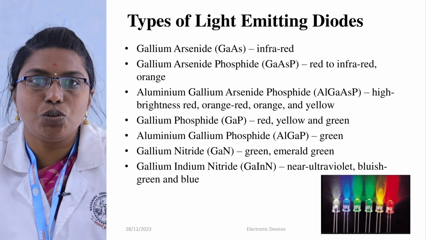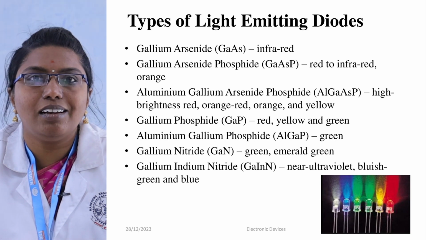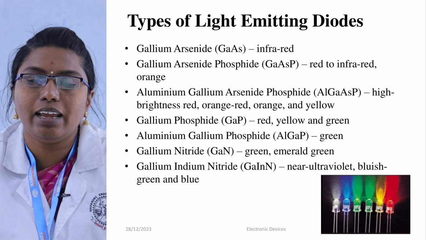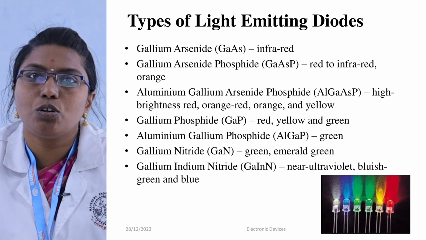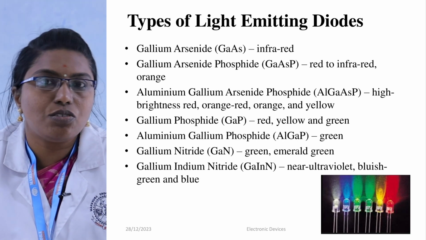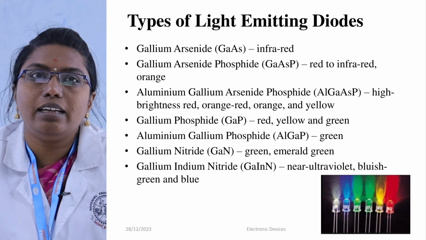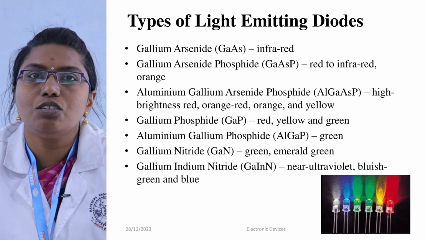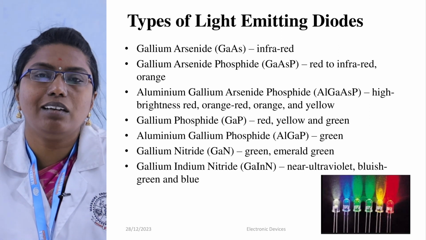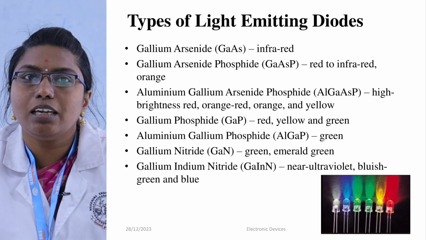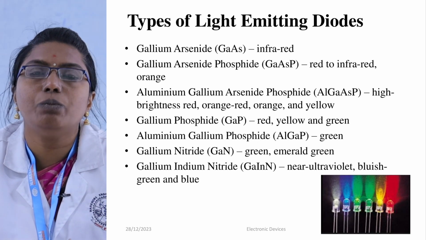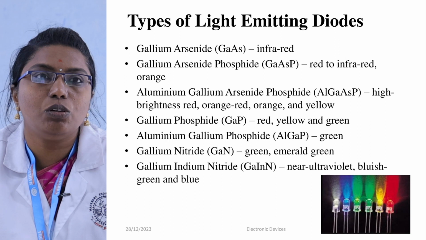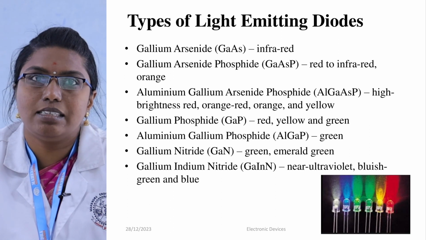Gallium phosphide is used to construct red, yellow and green LEDs. Aluminium gallium phosphide is used to construct green LEDs, and gallium nitride is used to construct green and emerald green LEDs. Gallium indium nitride is used to construct near ultraviolet, bluish green and blue LEDs.